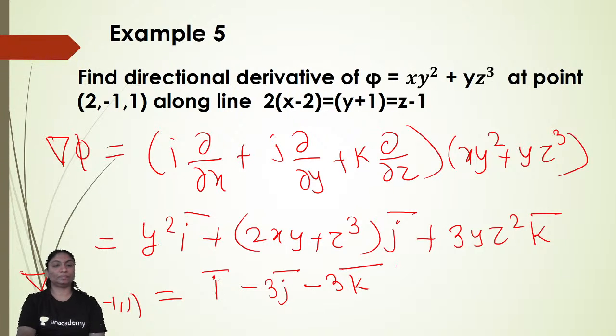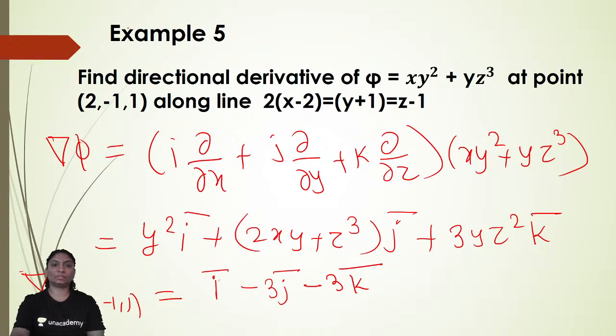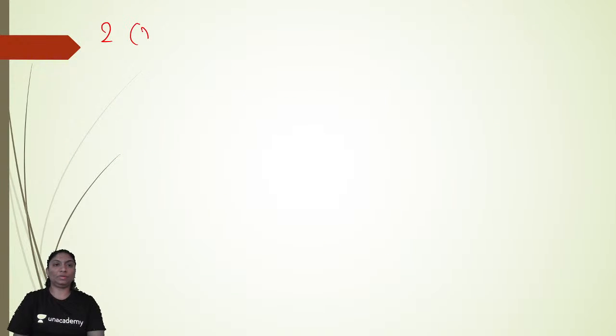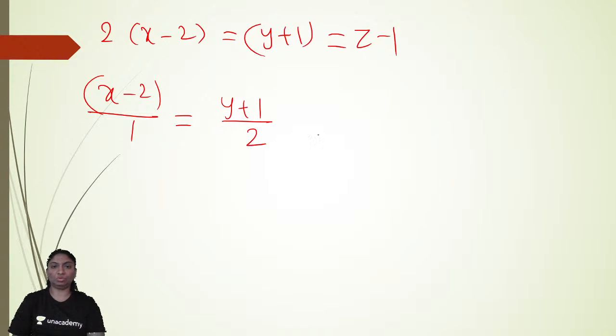So we'll calculate first a bar. What is our a bar? The equation of the line given is x minus 2 is equal to y plus 1 is equal to z minus 1. So ultimately your equation will be x minus 2 by 1 equal to y plus 1 by 2 equal to z minus 1 by 2.